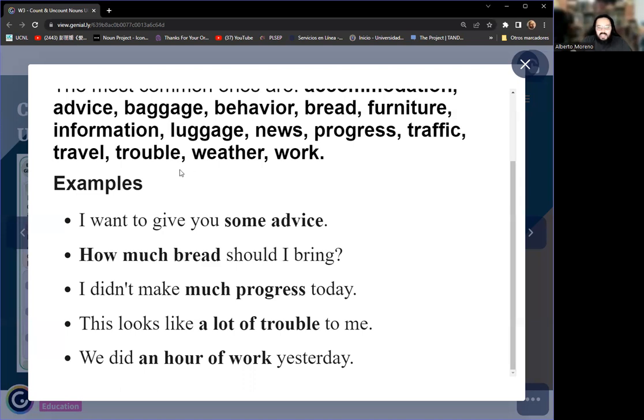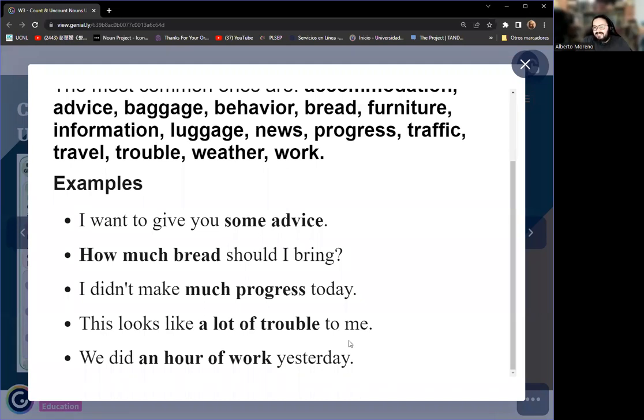¿Ok? Y aquí tenemos algunos ejemplos. I want to give you some advice. Te quiero dar algunos consejos. How much bread should I bring? ¿Cuánto pan debo llevar? I didn't make much progress today. No progresé mucho el día de hoy. This looks like a lot of trouble to me. Esto para mí es mucho problema.